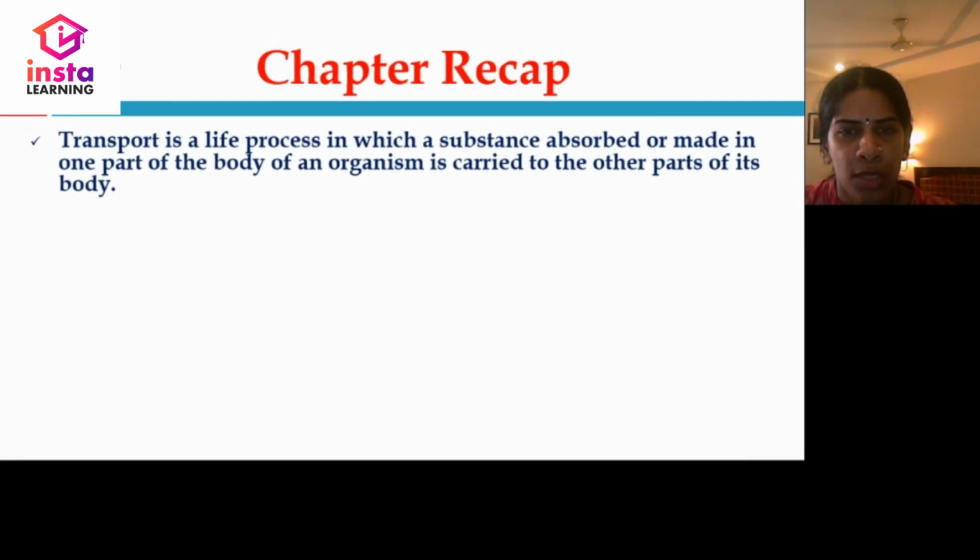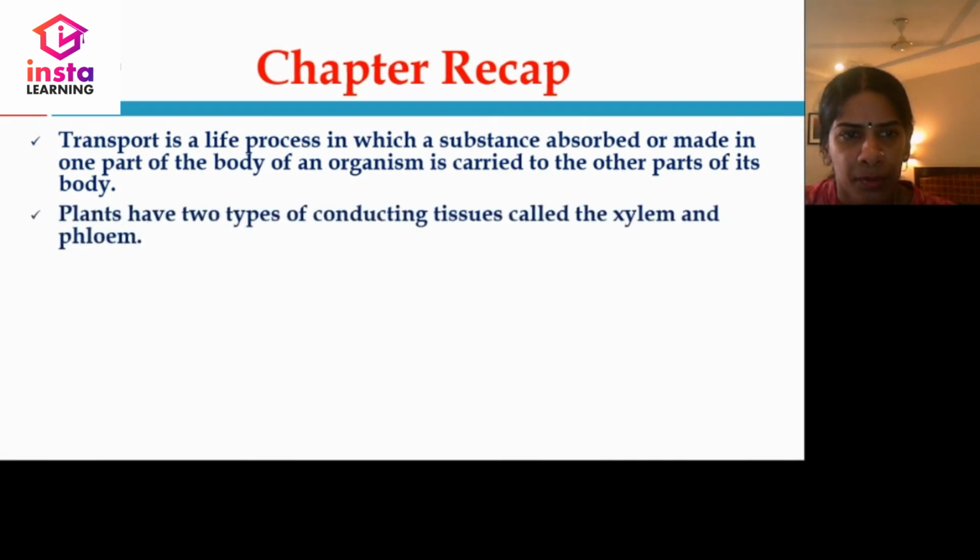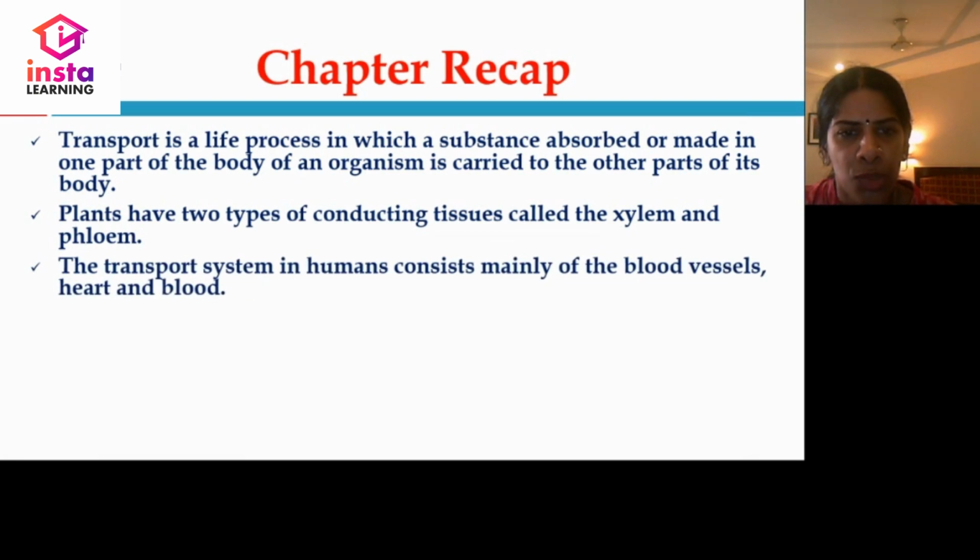Let us have a chapter recap. Transport is a life process in which a substance absorbed or made in one part of the organism is carried to other parts of its body. Plants have two types of conducting tissues called xylem and phloem. The transport system in humans consists of blood vessels, heart and blood.